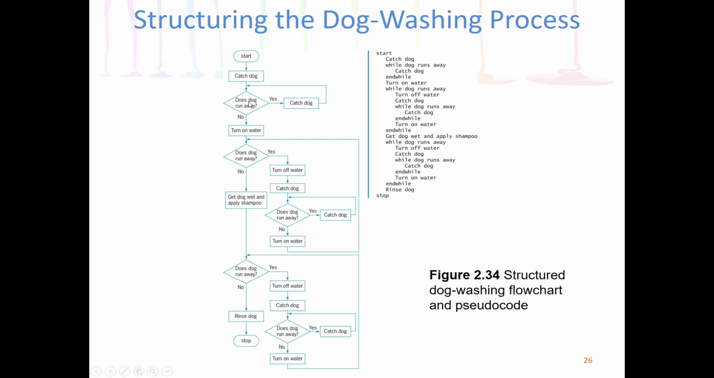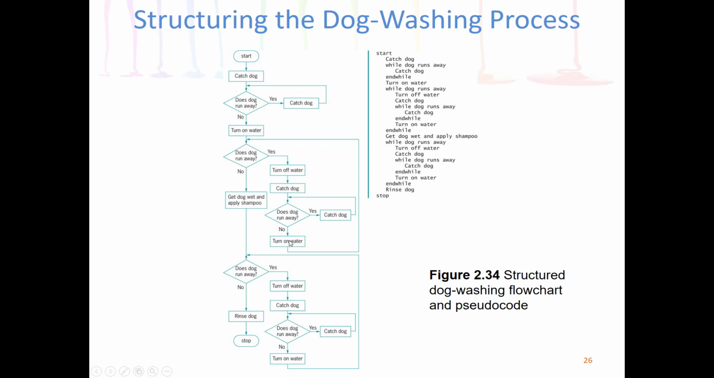Then once the dog doesn't run away, you turn on the water. Well, guess what? When he sees the water, he's likely to panic and try to run away again. So you have to test that again. Does the dog run away? Yes. Turn off the water now because we have the water on. So that you've added a little something in here that you didn't have here, but it's basically the same thing. Turn the water off, catch the dog. Does the dog run away? Yes, catch the dog. See this? It's duplicated. It's perfectly fine to do that as long as it achieves the goal.